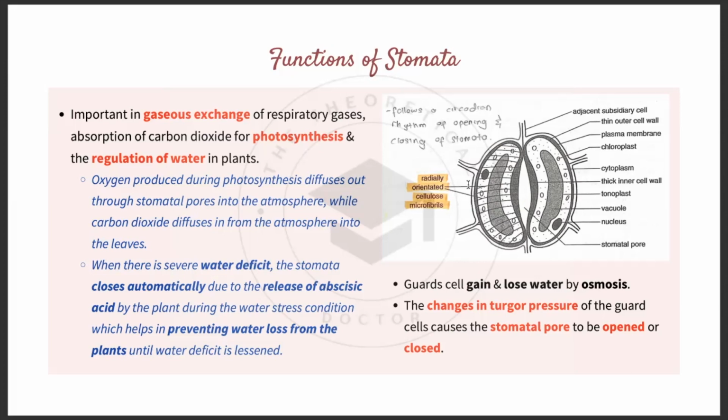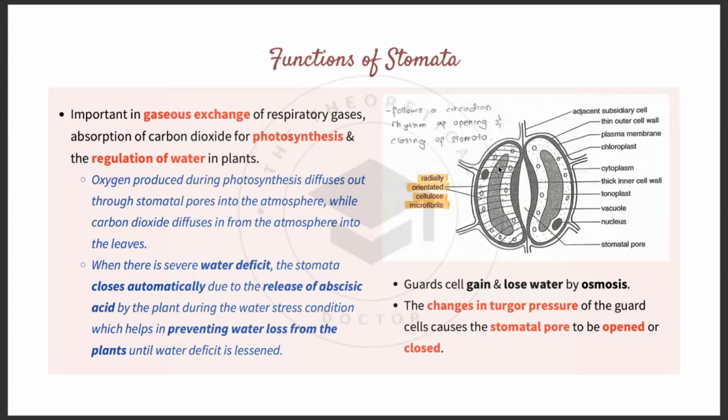When there is severe water deficit, the stomata closes automatically due to the release of abscisic acid by the plant. Again, I'll explain more about this later. During water stress condition, when there's lack of water, this is important because it helps in preventing water loss from the plants until the water deficit is lessened, basically until there's water again.